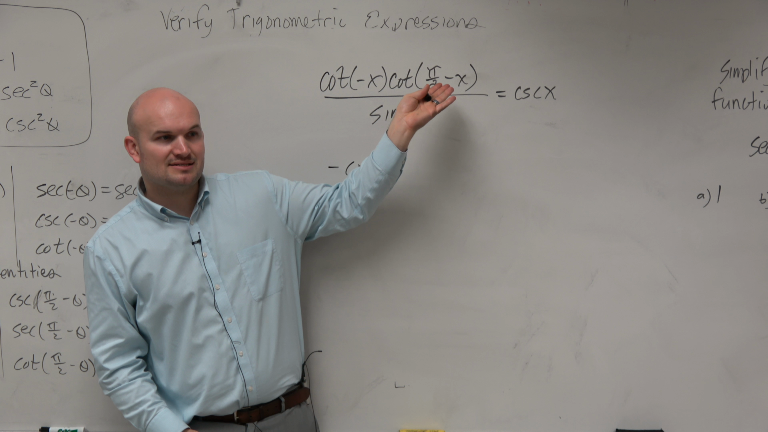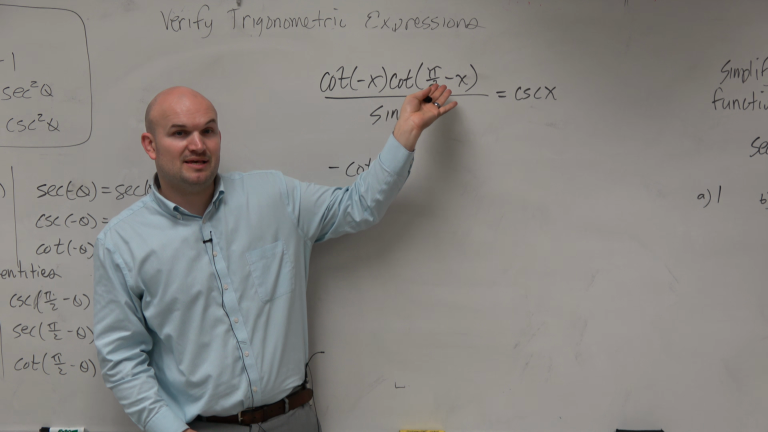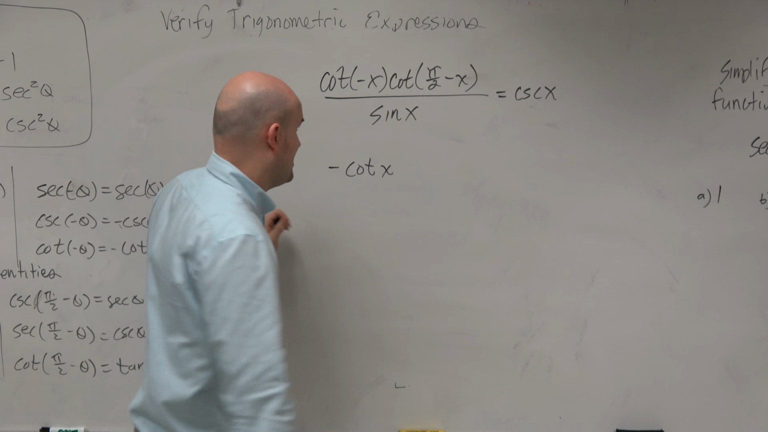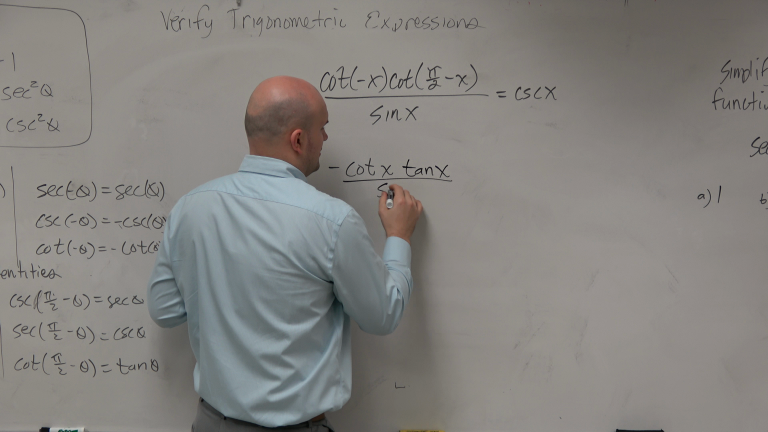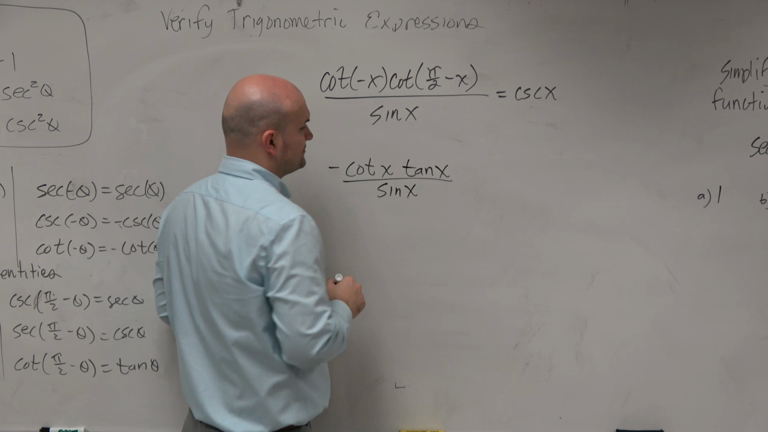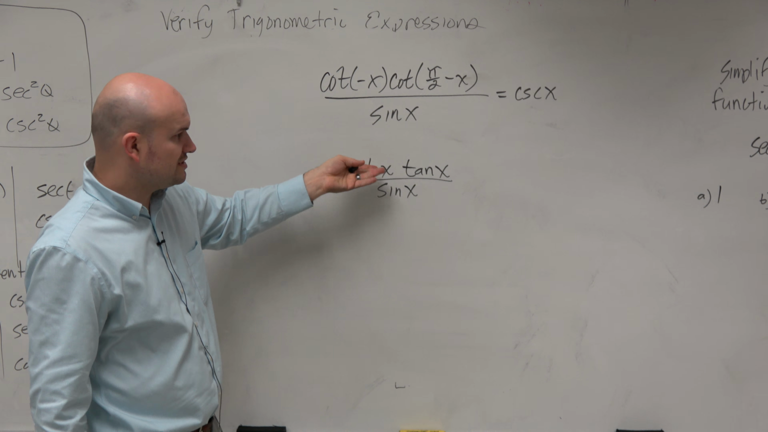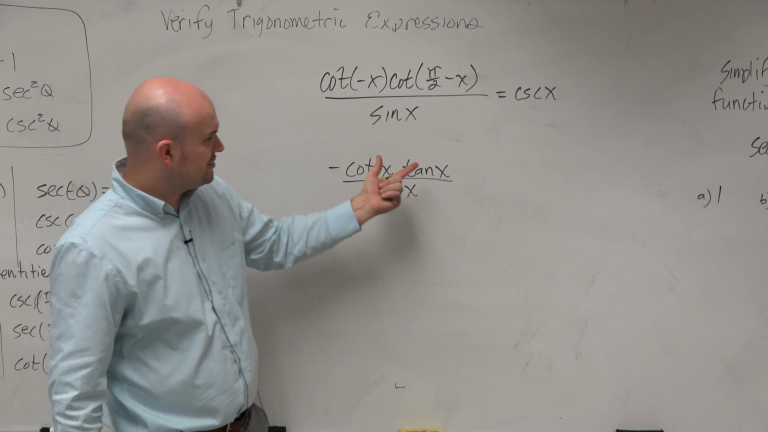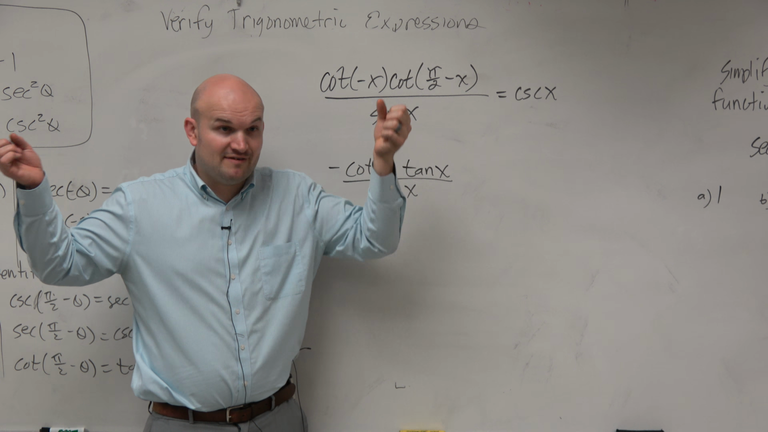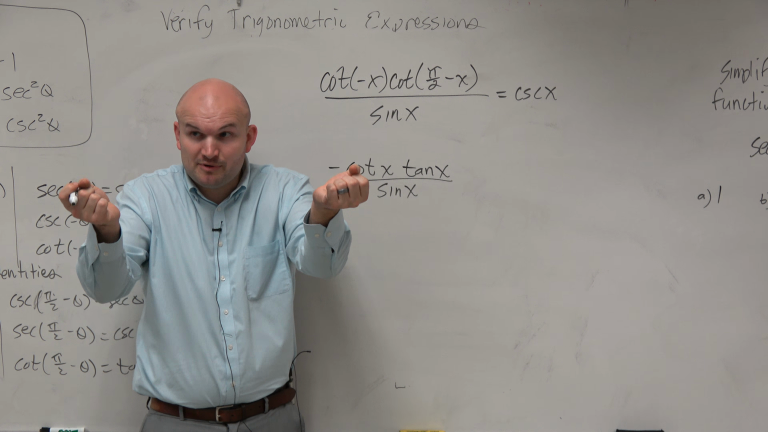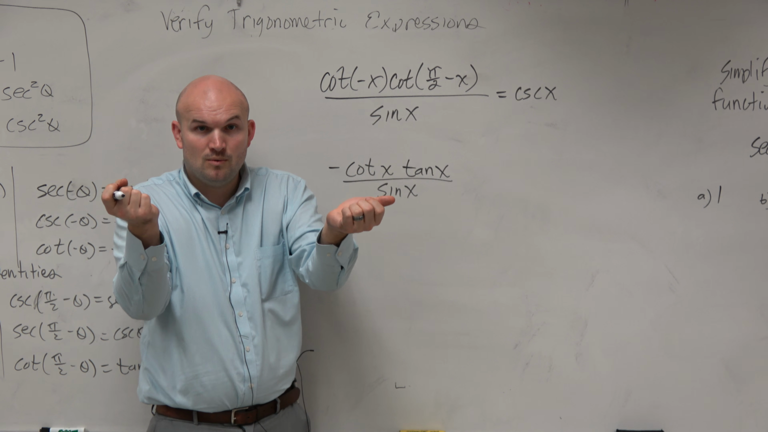Pi halves minus x. Oh, that's the cofunction identity. Cotangent of pi halves minus x is the same thing as the tangent graph over sine of x. Now we look at this and we say, oh. Now you could rewrite this in terms of sines and cosines. But don't you guys agree with me that cotangent and tangent are reciprocals of each other? So when you have a number times its reciprocal, that equals 1. So a function times a reciprocal should also equal 1.